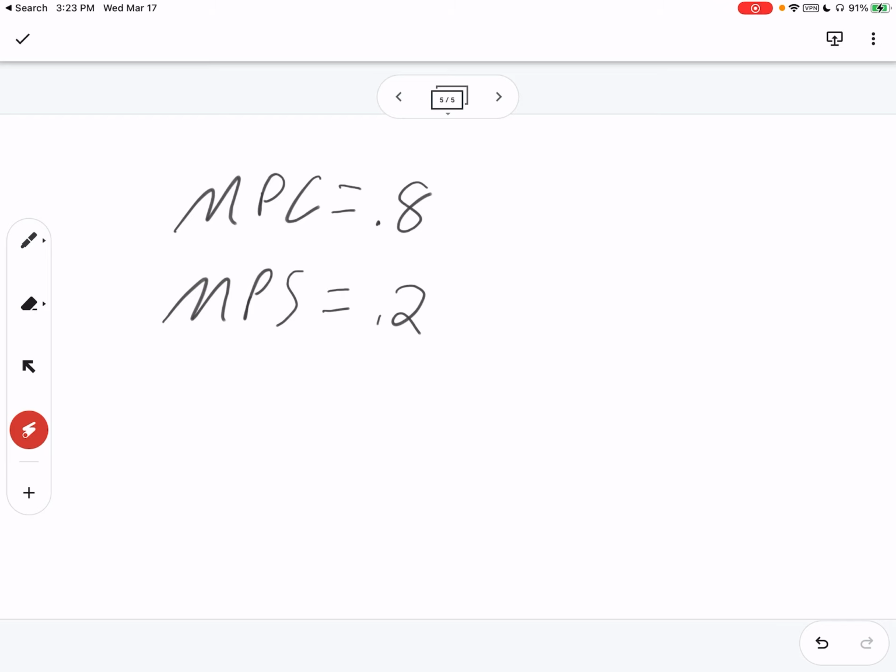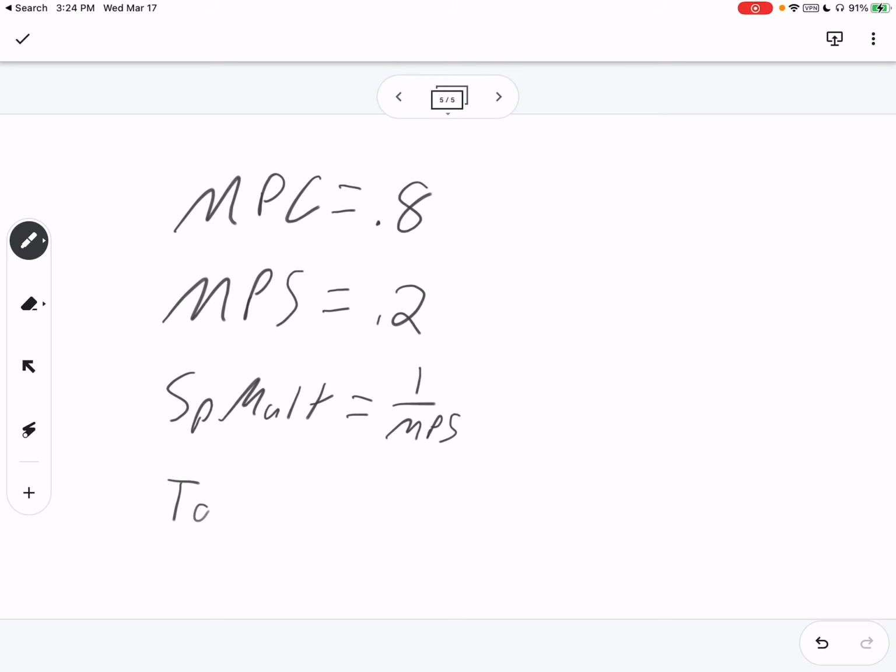With these numbers, the MPC and the MPS, we can figure out the spending multiplier and the tax multiplier. The spending multiplier is what we use when we see an increase in spending, whether it's going to be in consumption, investment, government spending, or net exports. If we say increase or decrease in spending, we use the spending multiplier. The equation for that is 1 over MPS. If we're talking about change in taxes, we will use the tax multiplier. And the tax multiplier, if we're assuming we're raising taxes, is negative MPC over MPS.